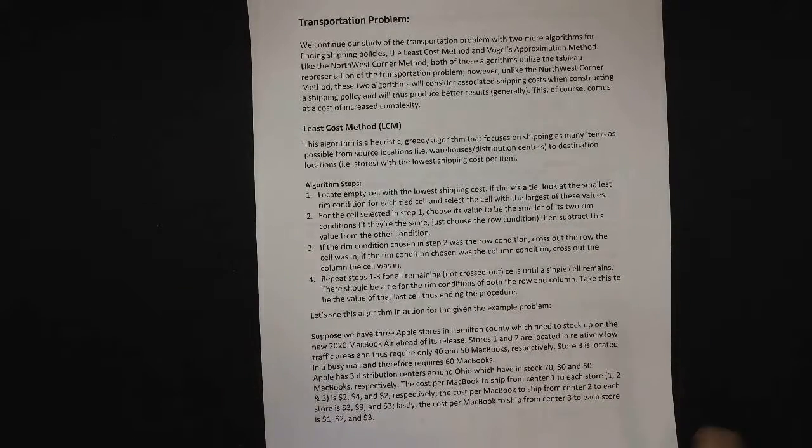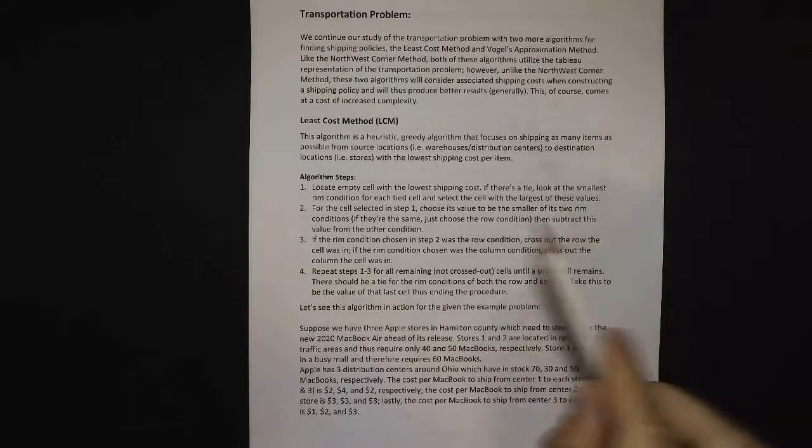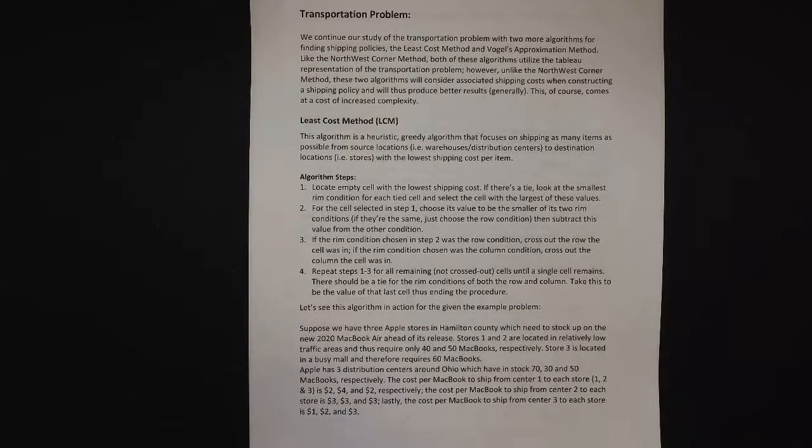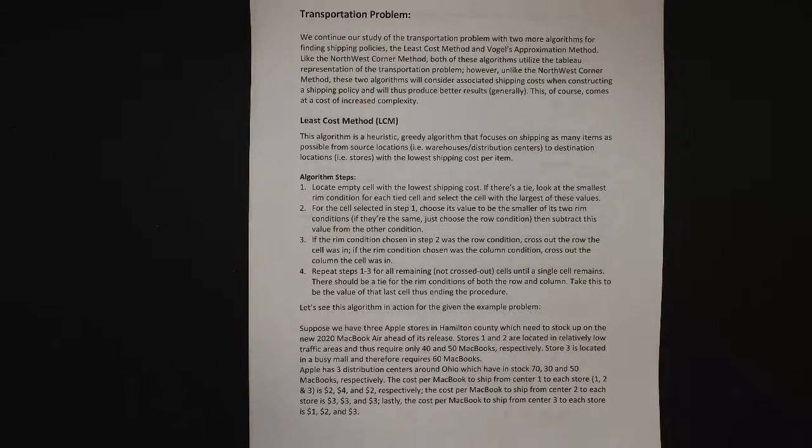If there's a tie, what we do is look at the smallest rim condition for each of these tied cells and select the cell with the largest of these values. Every cell is going to have two rim conditions, and we look at the smallest rim condition of the two for each cell. The cell that has the largest of these smallest rim conditions is the one that we select for step one. So that's step one.